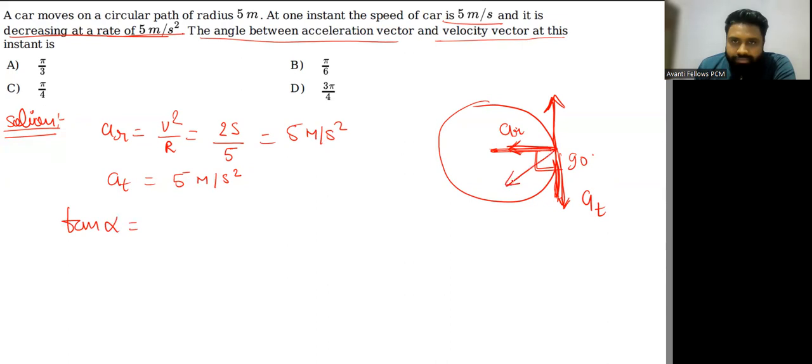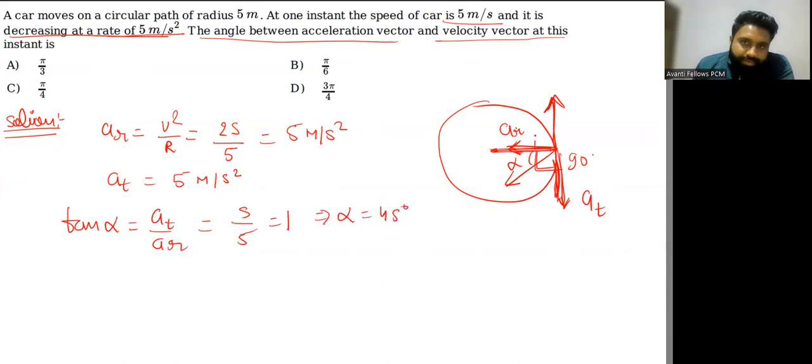Like this is the resultant in between them. Okay? And this angle is the alpha. So tan alpha here is AT by AR, and this is 5 by 5, which is 1. So alpha is equal to 45 degree. You can clearly see the velocity. This is the velocity making an angle with this resultant that we have to calculate. You can clearly see this angle is 90 plus alpha with the resultant acceleration vector A net. So 90 plus alpha is the resultant angle.